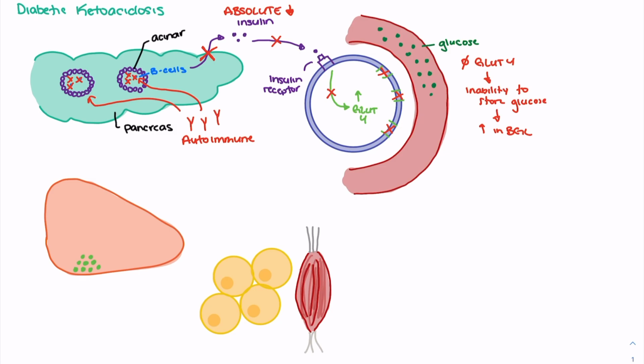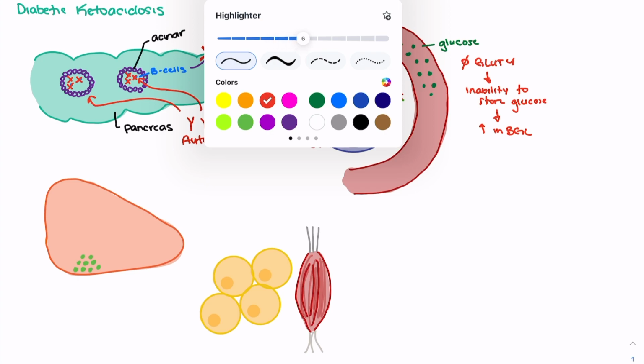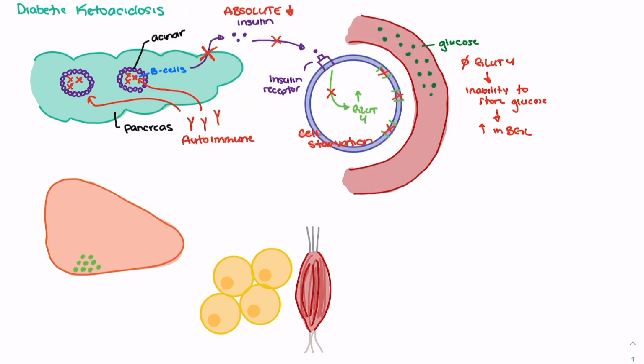So we start to see cell starvation as we don't have glucose entering the cell. So as no glucose is entering the cell, what we start to see as a consequence is cell starvation. So although we have a lot of glucose in the blood, this glucose is not making its way into the cell, and the cells are beginning to starve, which is going to lead to a number of the significant consequences of diabetic ketoacidosis. So we get cell starvation, which is going to trigger a couple of different things.